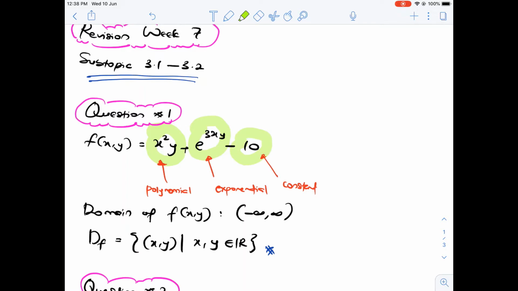Alright, now for these functions, there are no restriction of x and y, which means that any values can be plugged into these functions. So we can say that the values of x and y can be from negative infinity up to infinity. So the domain is x and y such that x and y are elements of real numbers. So you can plug in any values of x and y. So no restriction for this question.